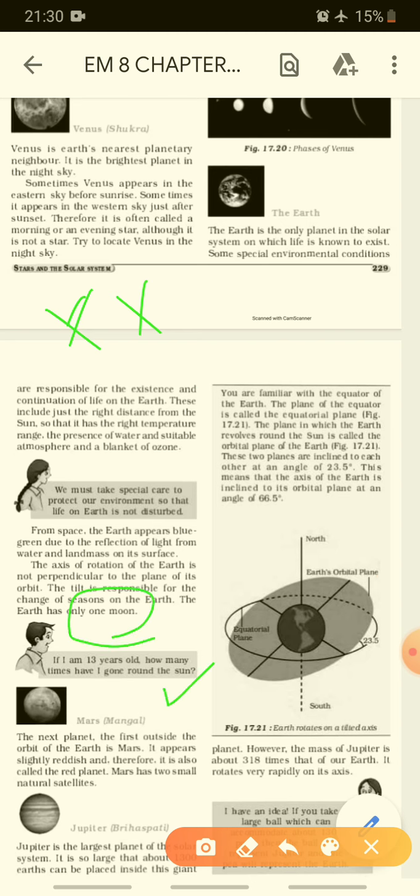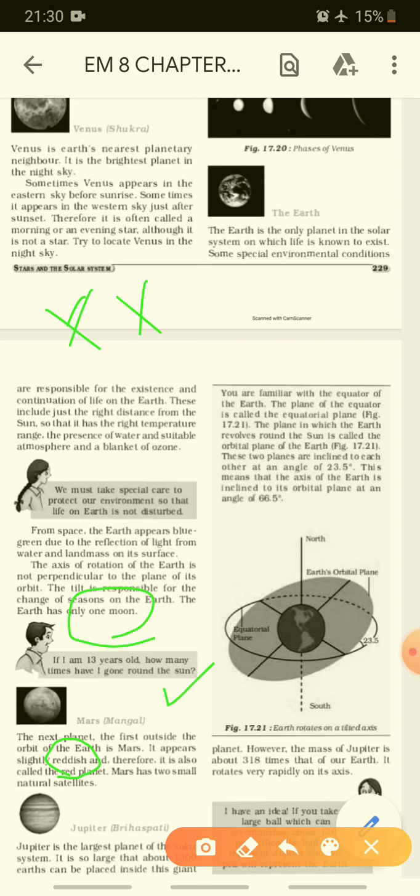Next is Mars, which is known as Mangal. In Gujarati we say Mangad. So Mars, the next planet, the first outside the orbit of the earth, is Mars. The color of it is slightly reddish, and therefore it is called the red planet. Mars is known as a red planet.